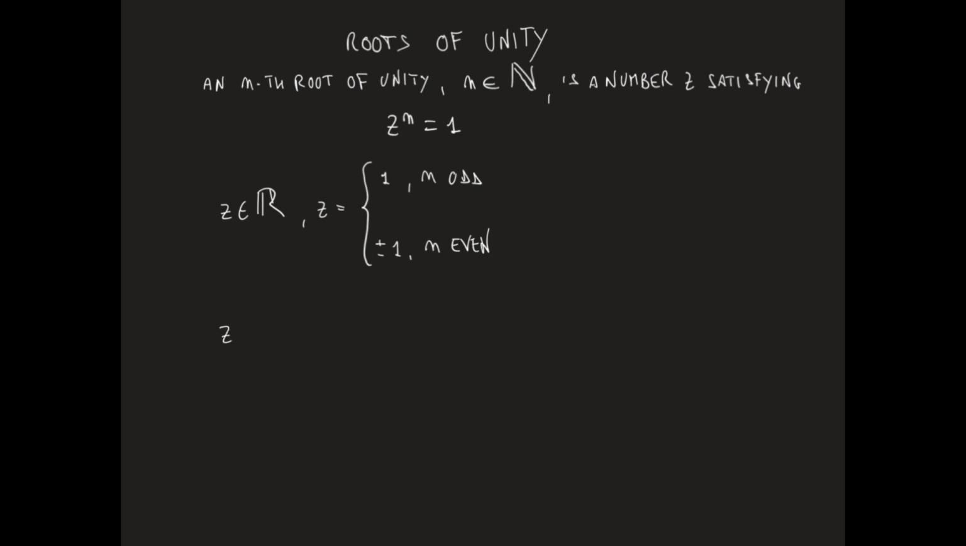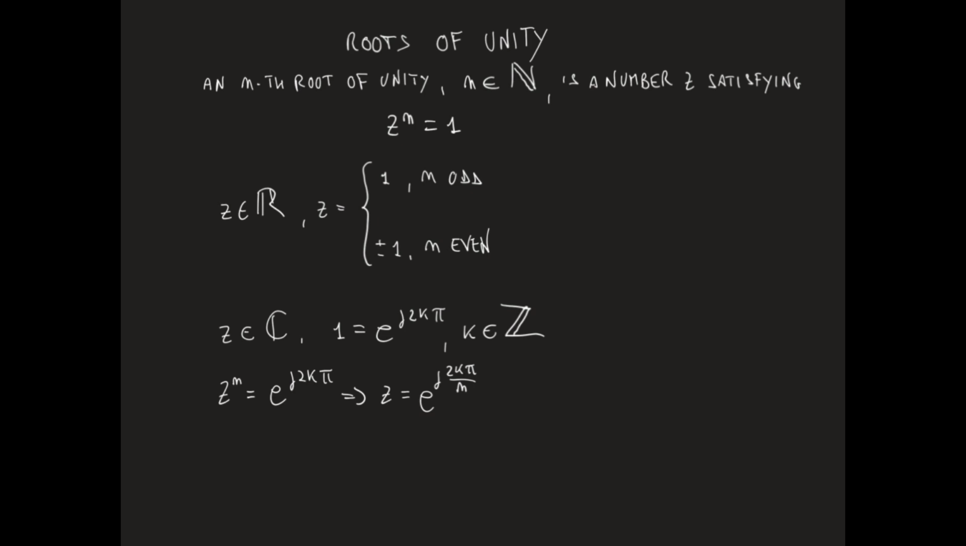If z is a complex number, then recall that unity in exponential form can be written as e to the j 2k pi, with k a relative number. Then the above equation can be written again as z to the nth power is equal to e to the j 2k pi, from which we get that z is equal to e to the j 2k pi divided by n.